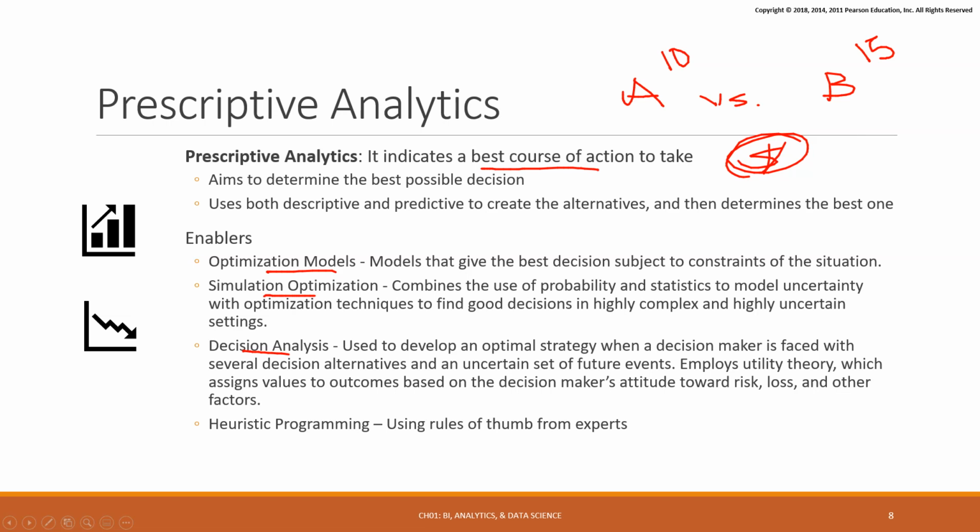It also does some decision analysis in terms of risk, and we can use some rules of thumb from experts. So an expert might be very familiar with certain situations that happen in the market, so they might have some basic rules to follow. This is what we call that whole idea of expert knowledge.